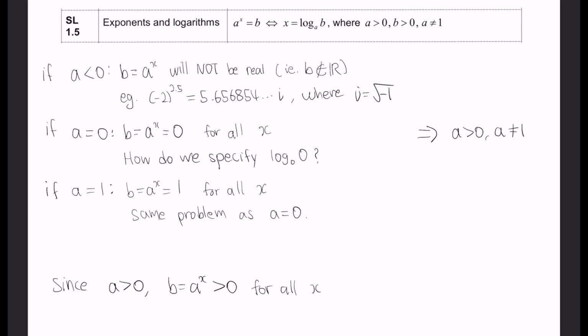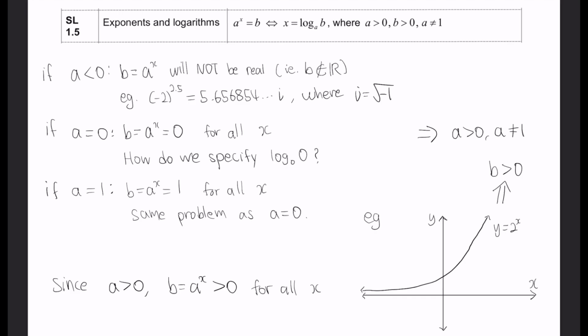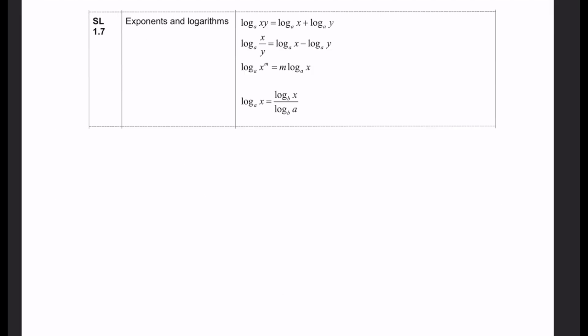To see this for yourself, model the graph of y equals any positive number to the power of x in a graphical calculator. You may notice that the value of y gets closer and closer to 0 as x gets more and more negative, but it will never be precisely equal to 0, and therefore b is always greater than 0. The following formulas describe the four logarithm rules.